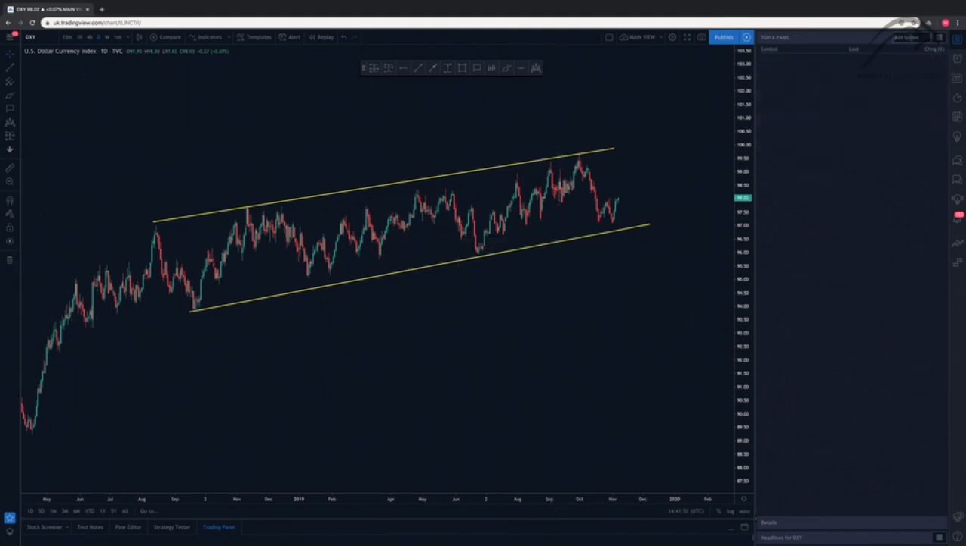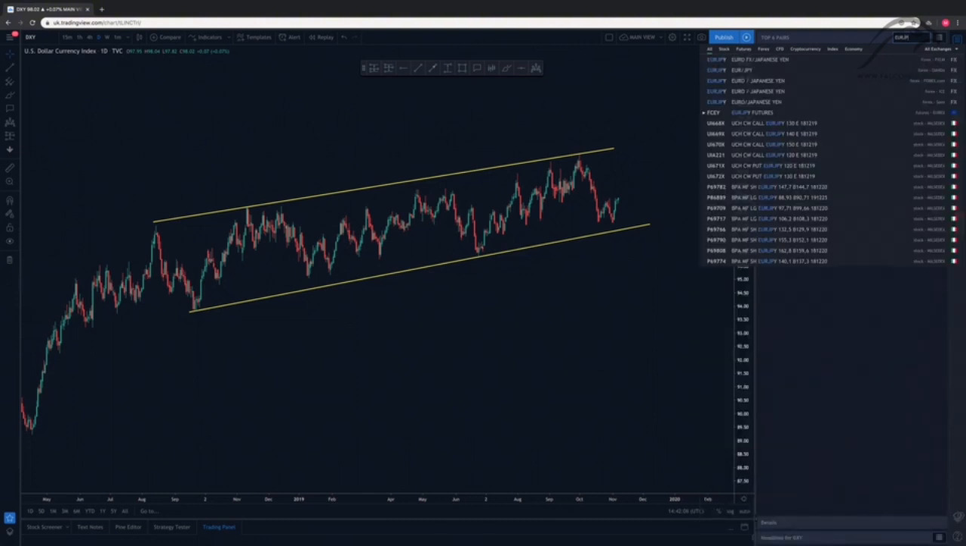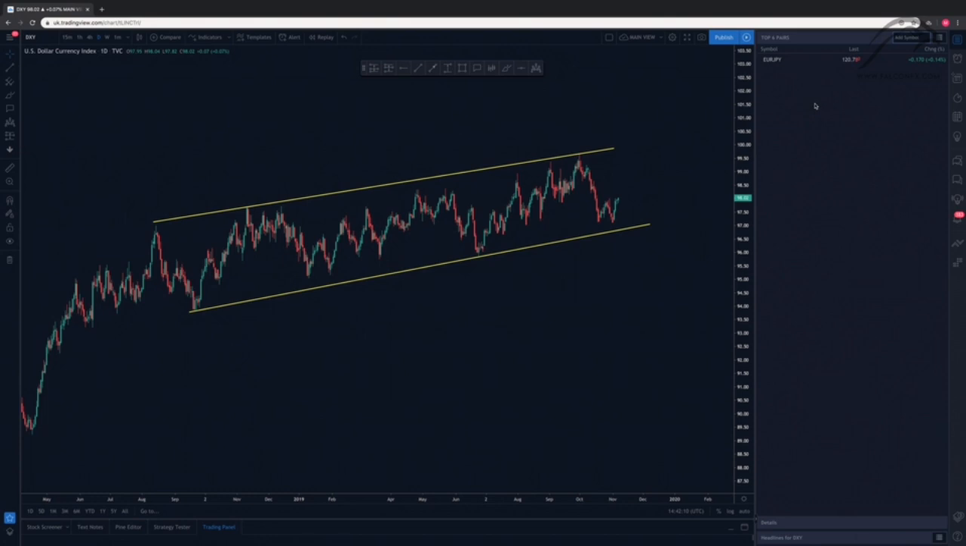So for example, let's say you wanted to add in Euro Yen. So you literally just type EURJPY, and then you can see here, you just click it and you've got it in the list.